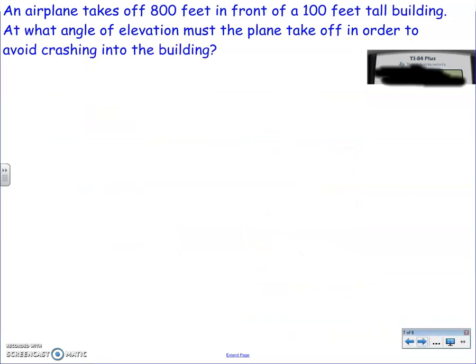All right. An airplane takes off 800 feet in front of a 100-foot tall building. At what angle of elevation must the plane take off in order to avoid crashing into the building? It says angle of elevation. That means regular triangle looking up.